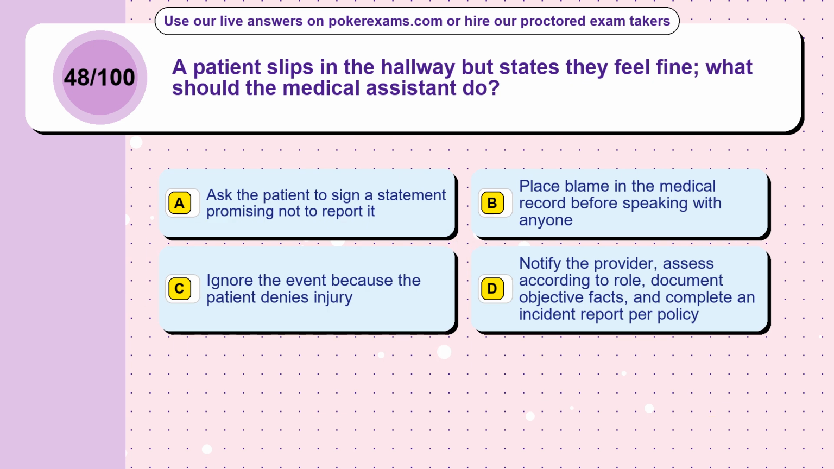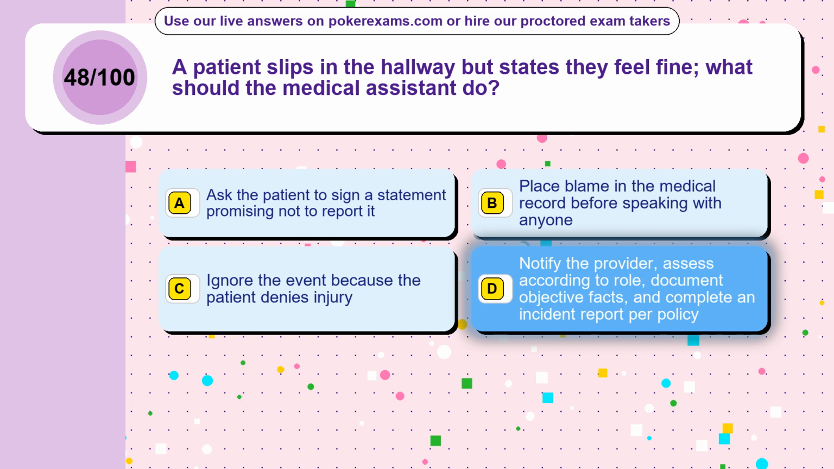Question 48. A patient slips in the hallway but states they feel fine. What should the medical assistant do? Option A. Ask the patient to sign a statement promising not to report it. Option B. Place blame in the medical record before speaking with anyone. Option C. Ignore the event because the patient denies injury. Option D. Notify the provider, assess according to role, document objective facts, and complete an incident report per policy.